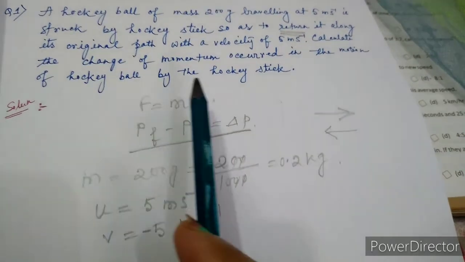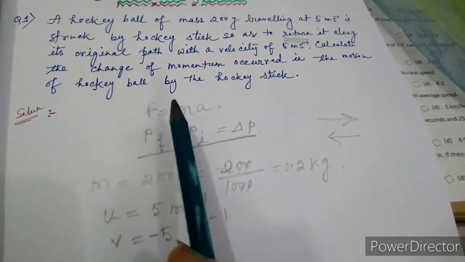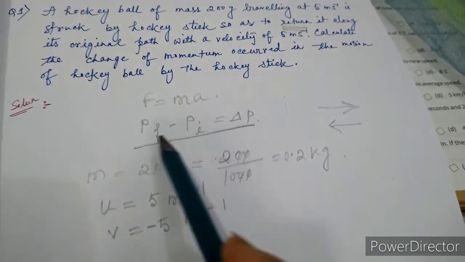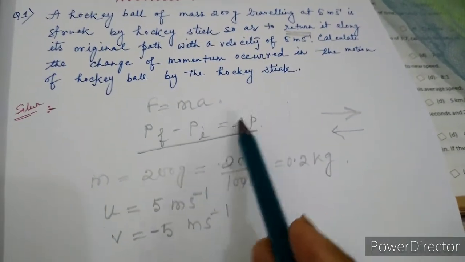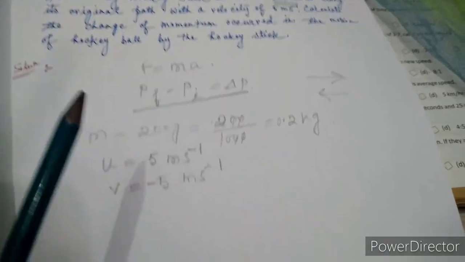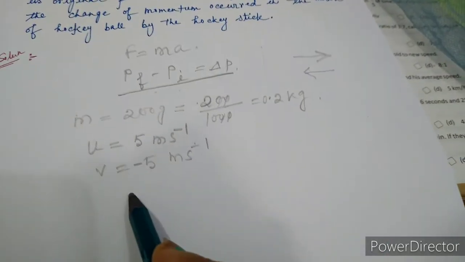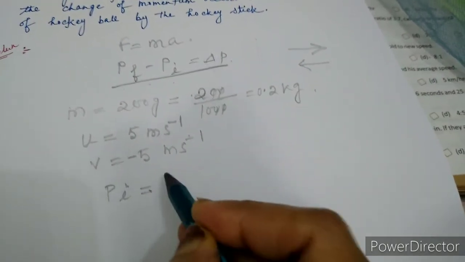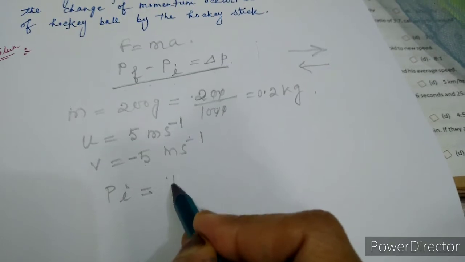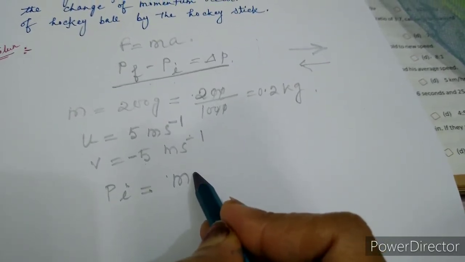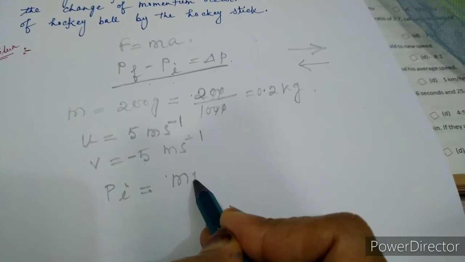So calculate the change of momentum occurred in the motion of the hockey ball by the hockey stick. So you have to calculate the change of the momentum. Change of the momentum is delta p. Delta p is equal to pf minus pi. So at first you have to write down that pi is equal to how much? You know, p is equal to mv or mu. This thing is the same, so we can write down mu.